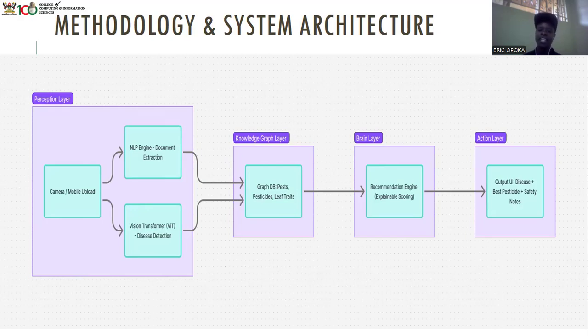Afterwards, it comes to the knowledge graph layer, which has the 4 major nodes: the pest, disease, pesticide, and leaf traits, to come up with the recommendation engine, which is the explainable scoring, the brain layer, which we will see in the demo. Then we have the action layer, which is the output of disease plus pest plus safety notes.